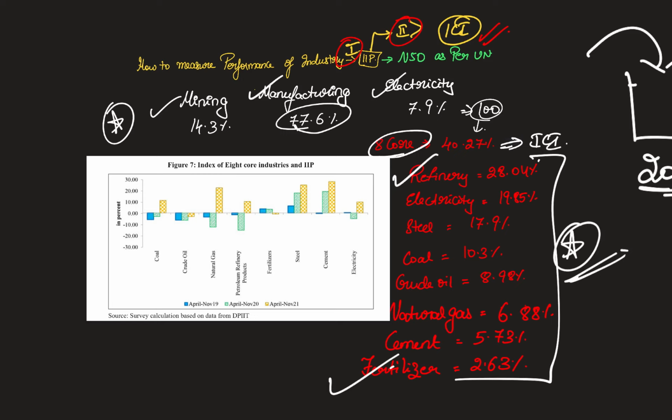So this is how they measure the performance of industry. Naturally, after the lockdown, the performance of industry has definitely grown much better, but it is yet to recover and attain the pre-pandemic levels. This is the conclusion of the survey.